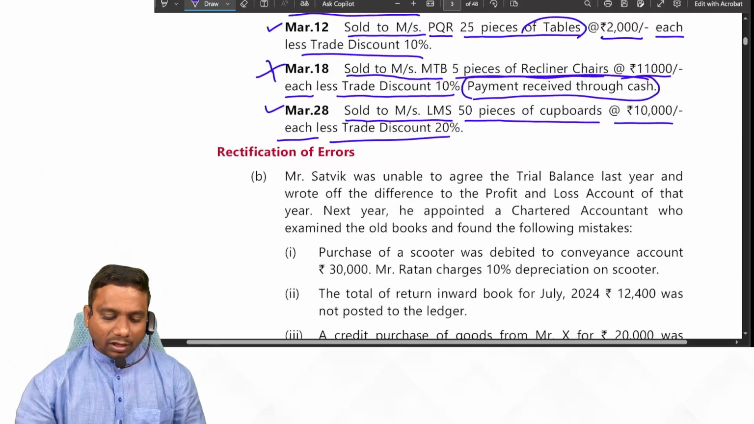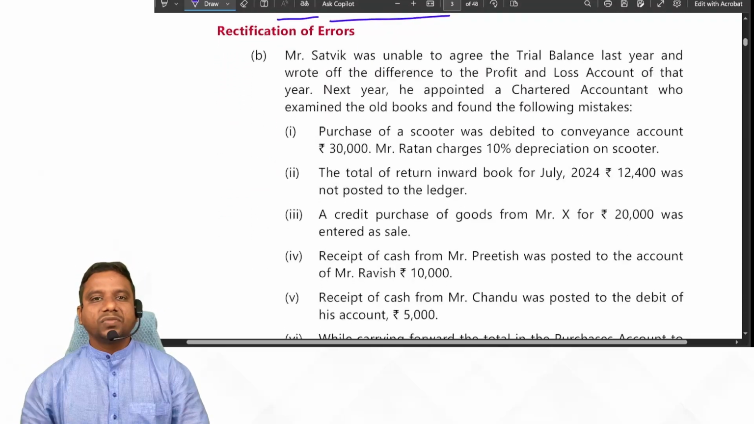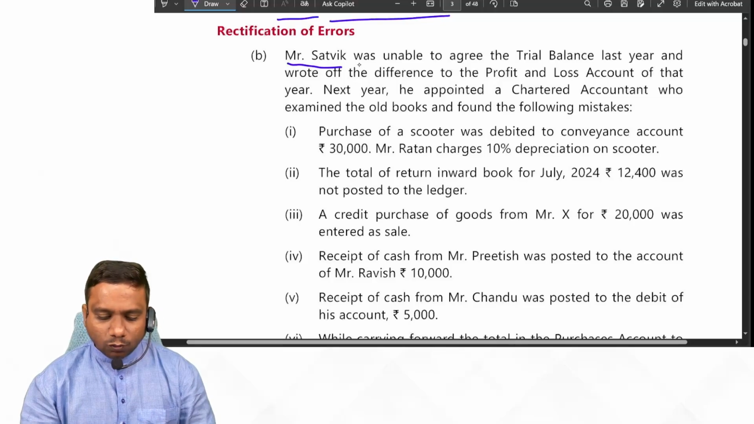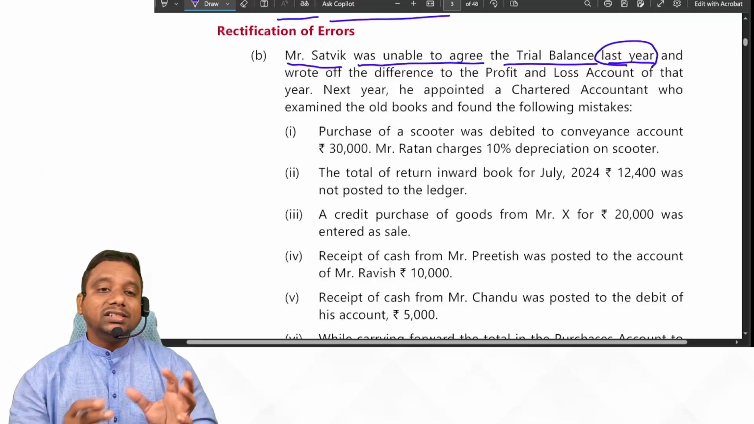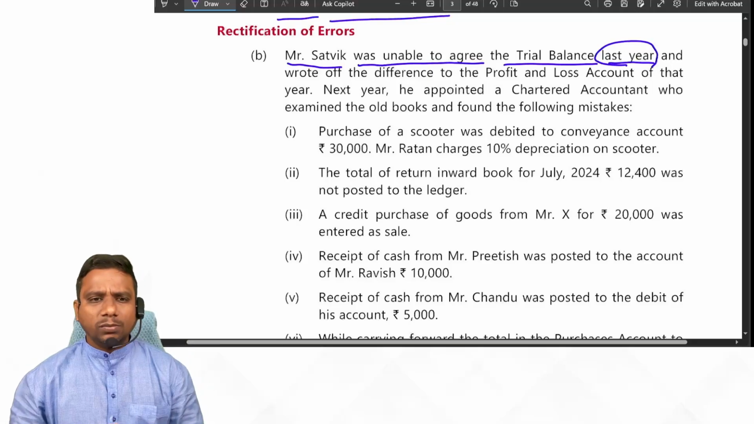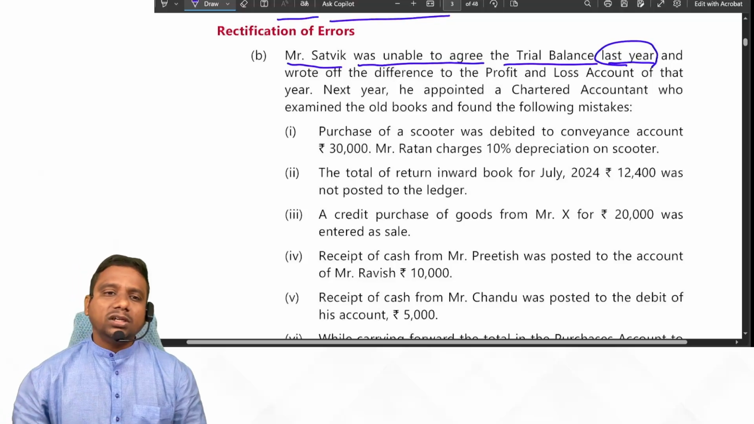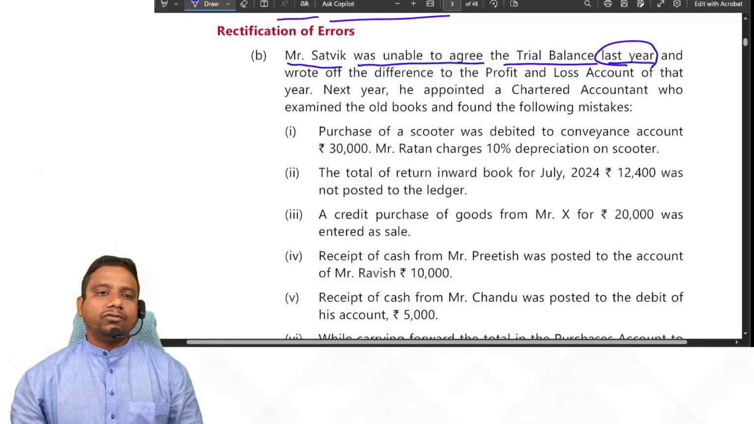Next one, rectification of errors. Yes, this is important. Look at, students. Mr. Satvik was unable to agree the trial balance last year. Trial balance last year means, is it stage 1 or stage 2 or stage 3? Stage 1 is before preparation of trial balance. Stage 2 is after preparation of trial balance but before preparation of final accounts. Stage 3 is after preparation of final accounts.